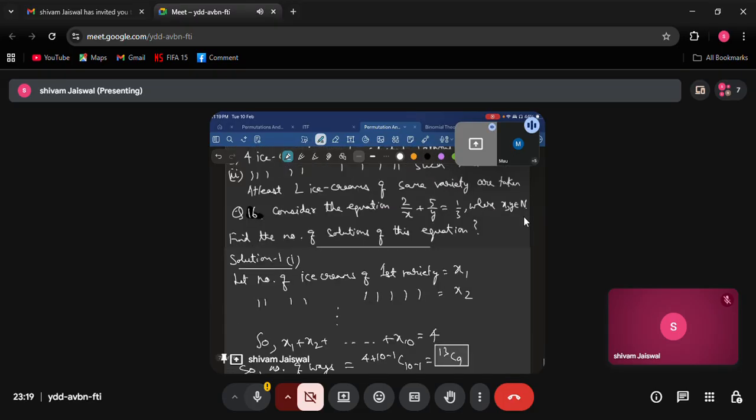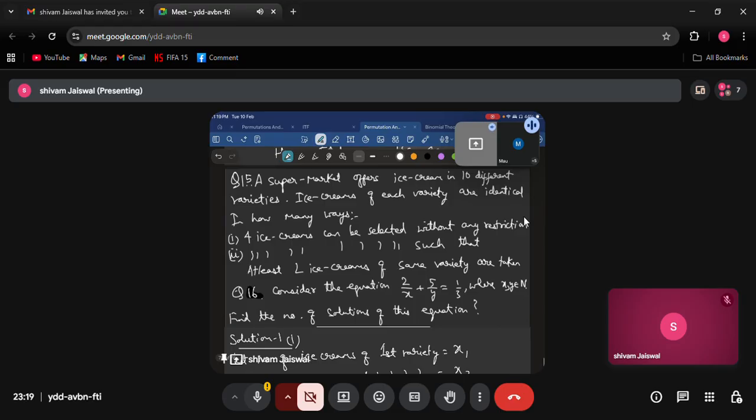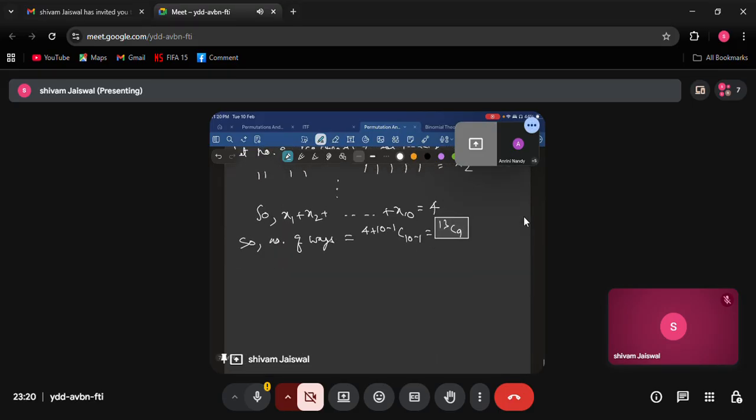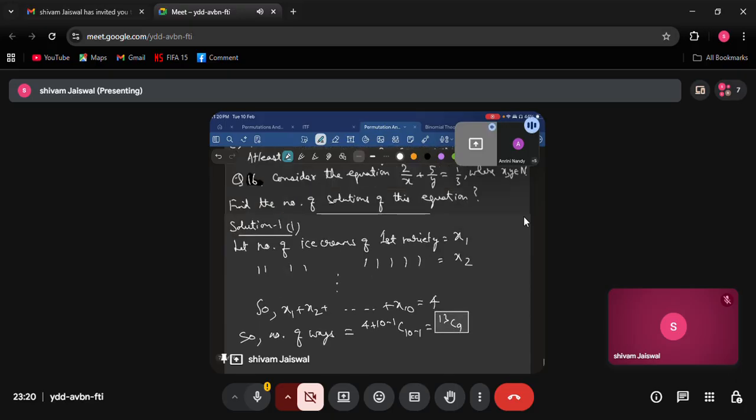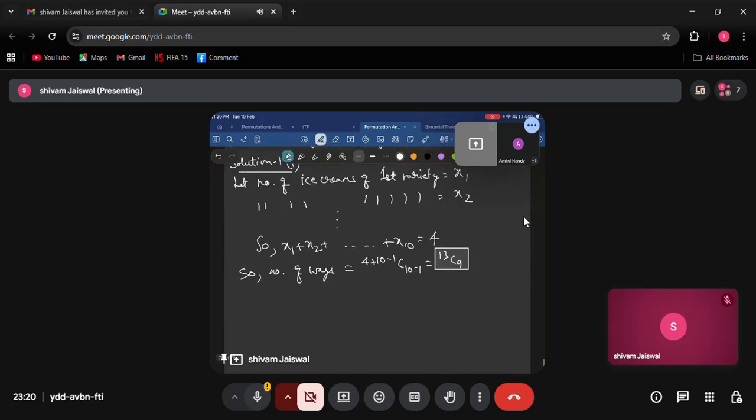Okay, 16, I'm solving part 2. 4 ice creams can be selected such that at least 2 ice creams of the same variety are taken. So I've sent that too. Okay, I'm checking. Oh no, I think you are making some mistake. At least 2 ice creams of the same variety are taken.